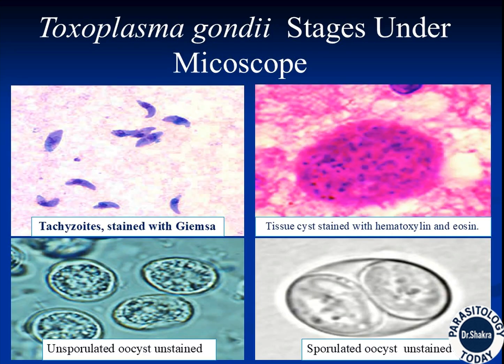Here we can see the main stages of Toxoplasma gondii under the microscope. On the top left are the tachyzoites, stained with Giemsa. Next, the tissue cyst, stained with hematoxylin and eosin. At the bottom, we have two forms of oocysts, the unsporulated oocyst and the sporulated oocyst.